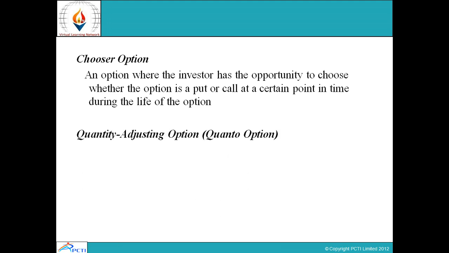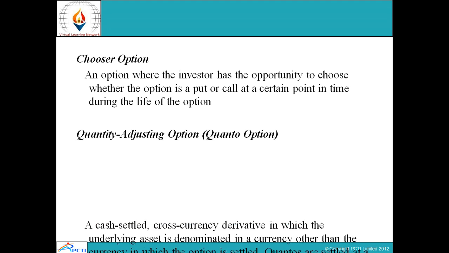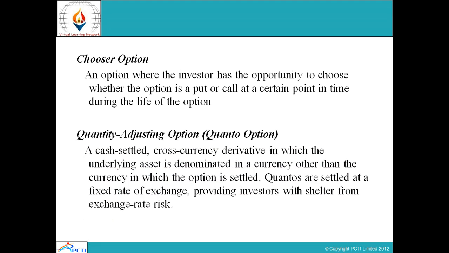Quantity adjusting option, or quanto option: a cash-settled cross-currency derivative in which the underlying asset is denominated in a currency other than the currency in which the option is settled. Quantos are settled at a fixed rate of exchange, providing investors with shelter from exchange rate risk.